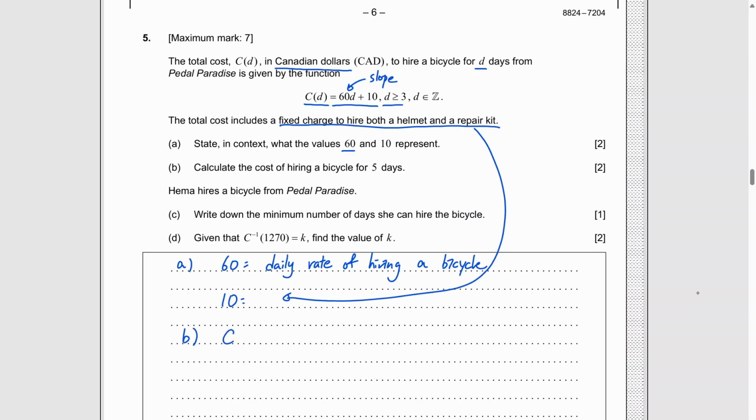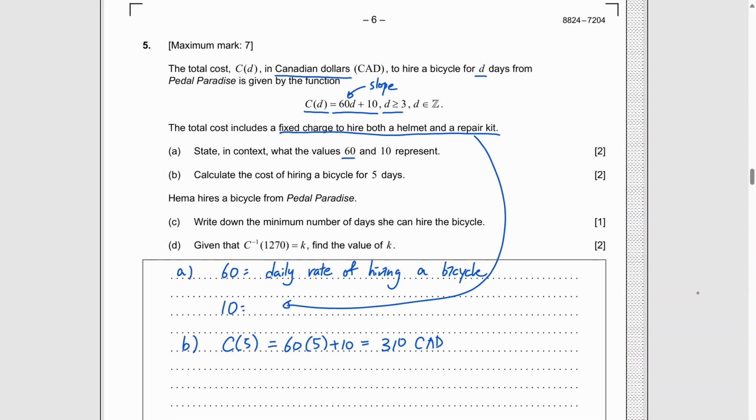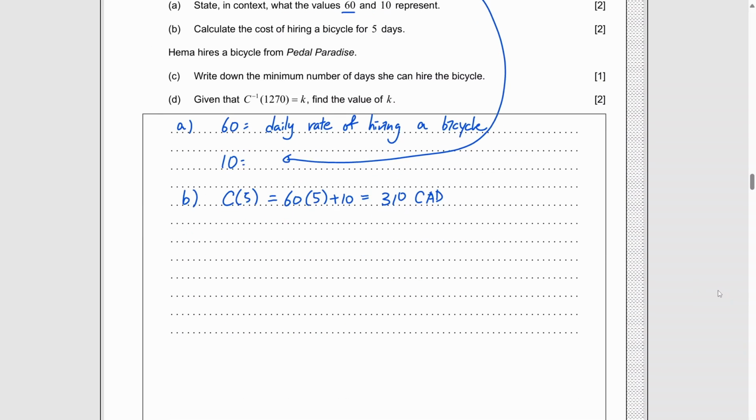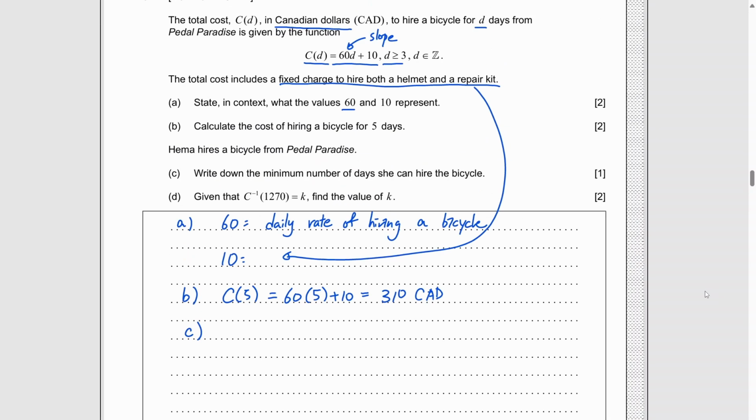Part B. Find C when D is 5. So, just by substituting to get C(5). Part C. We need to find the minimum number of days. We just need to read the question carefully and we will find the domain is already written in there.